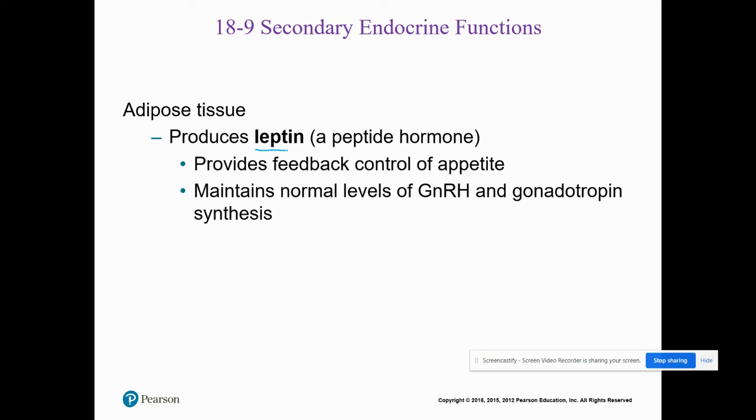All right, adipose tissue. Let's go. It releases leptin, a peptide hormone. This is supposed to give you a regular feedback control for your appetite. Not everybody produces this, which can really lead to overeating. And this should also maintain regular cycles. So if you're overweight, this is one of the fertility issues that can appear in women.